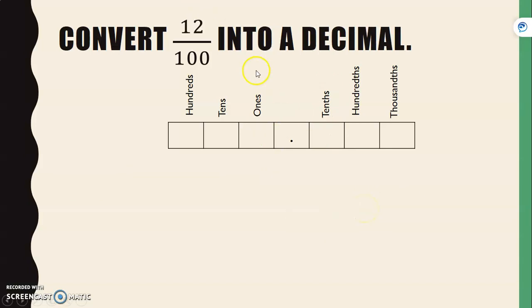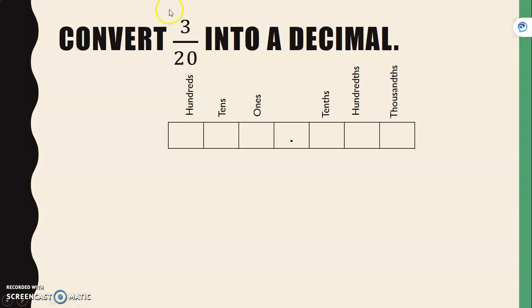Let's look at another one. Convert 12 hundredths into a decimal. Well, this time we have 100 as the denominator, so I look for it in the place value chart. There it is. So my last number has to fall in that hundredths place. So that 2 will fall in the hundredths place, the 1 will fall in the tenths, and don't forget that 0 in front. So it's 0 and 12 hundredths.